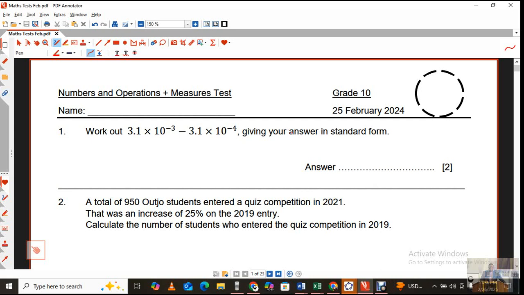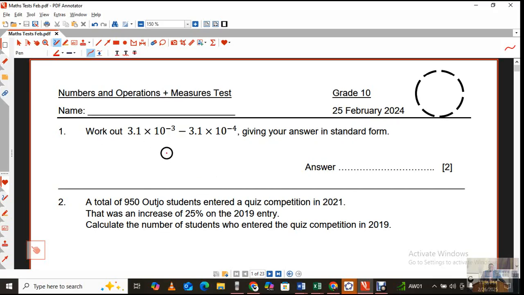Hi, I'm doing a test, a few questions on numbers and operations, plus measures. So this can be used by the grade 11s and the grade 10s who are doing the ordinary level syllabus. So I think we can just get right to it.